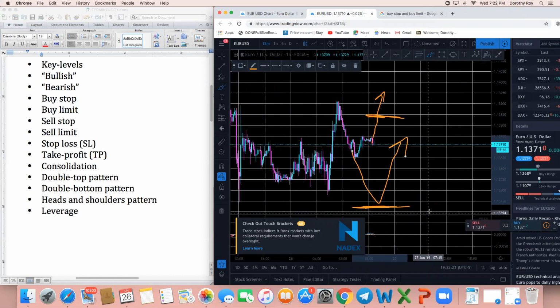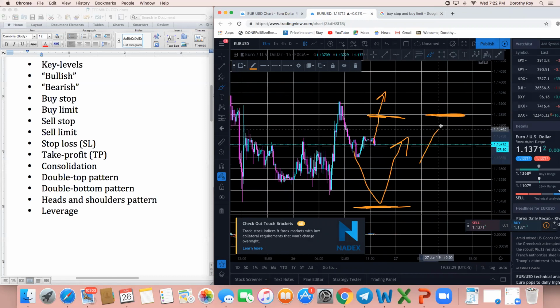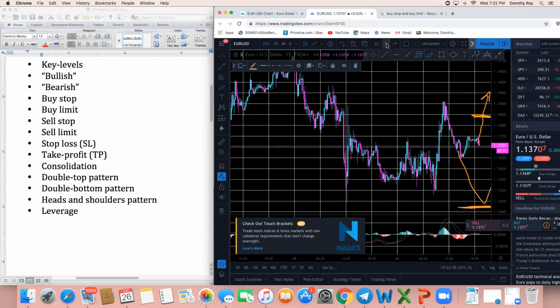And then the same thing goes for a sell. So let's say I don't want the market to come all the way up to here. The market's probably just going to hit it, and once it hits it, I know it's coming back down, okay? So that's pretty much what I mean by buy stop, buy limit, sell stop, sell limit.